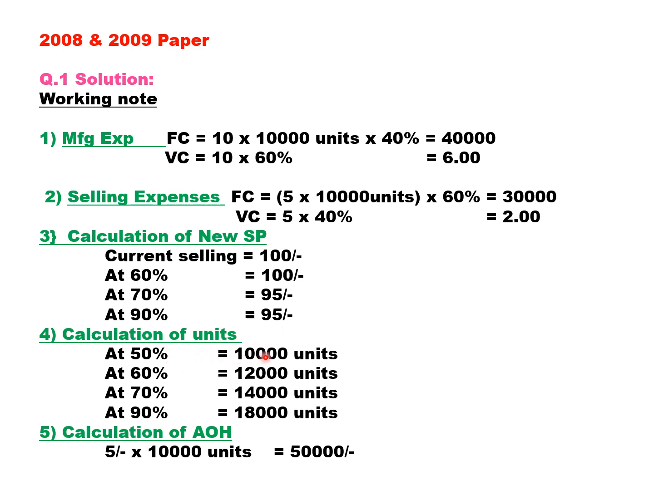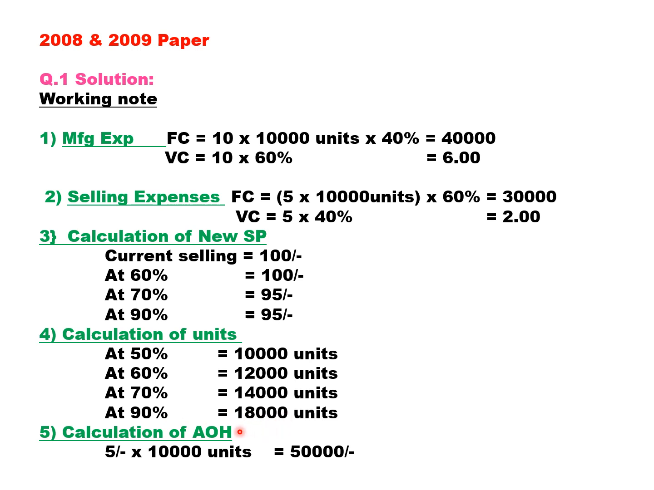Calculation of units, it's very easy. At 50% it's 10,000 units. At 60% it's 12,000 units. How do you get that? Total capacity in the question is 20,000 units. That's the first data given in the question. 20,000 into 60%, it's 12,000. 20,000 into 70%, it's 14,000. 20,000 into 90%, it's 18,000.